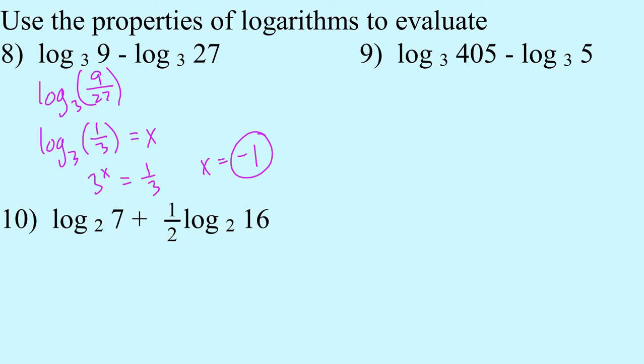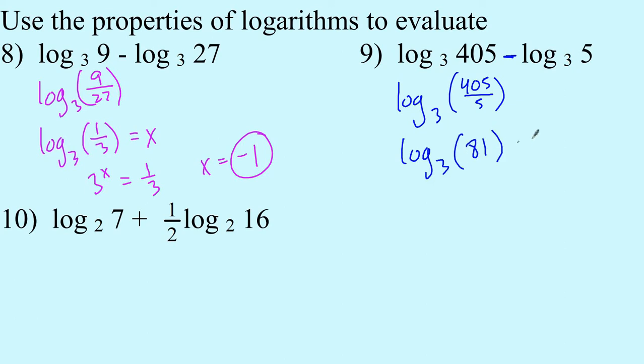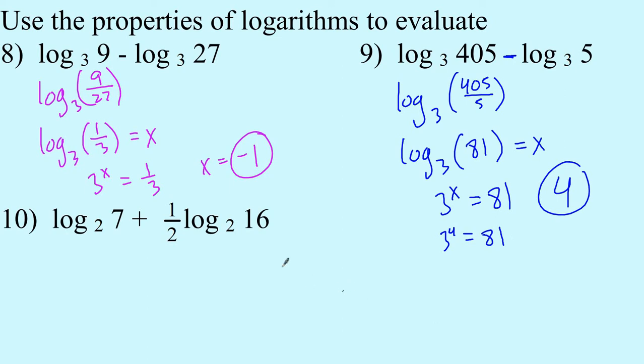Again, we can combine these by dividing them. So log base 3, 405 over 5. That's log base 3 of 81. We don't know what it equals. So 3 to what power is 81? Well, you know that is 4, right? 3 to the 4th power is 81.